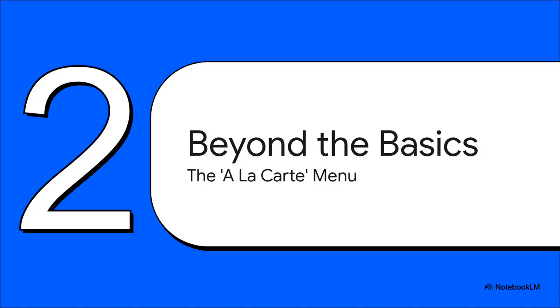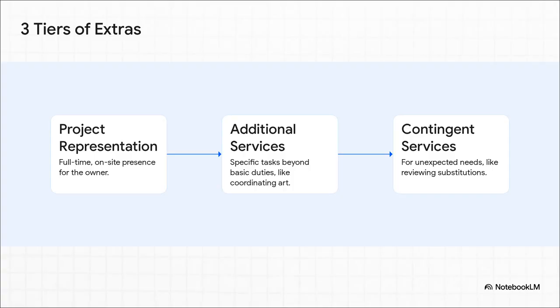Well, that's exactly where additional services come into play. I like to think of this part of the agreement as the a la carte menu. It lets an owner pick and choose specific extra services to perfectly tailor the agreement to what their project really needs. And this menu, it's usually broken down into 3 different tiers. You've got your big, comprehensive oversight options, then more specific one-off tasks, and finally, a plan for all the what-ifs. Let's take a quick look at each.